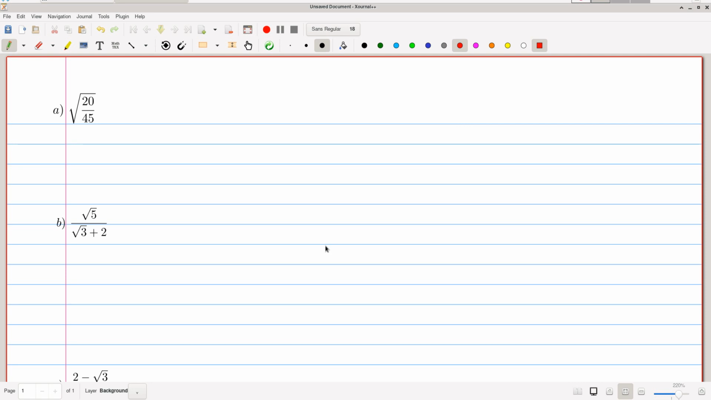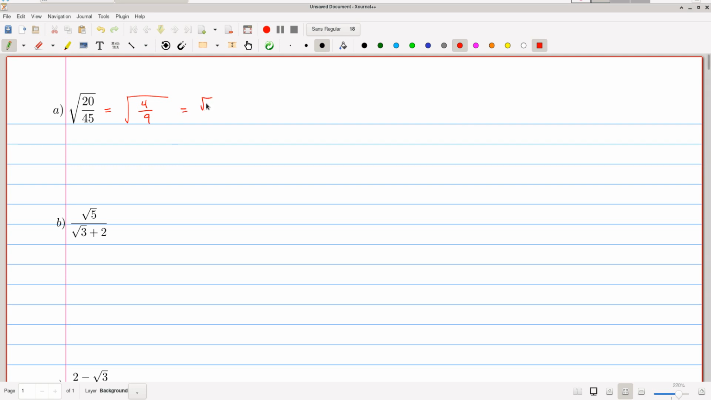Simplify each radical expression. A. Radical 20 over 45. This is a fraction inside of a radical, so let's first see if we can reduce the inside. So this is the square root of 20 and 45 are both divisible by 5. So we can reduce by dividing by 5, and we're left with 4/9.